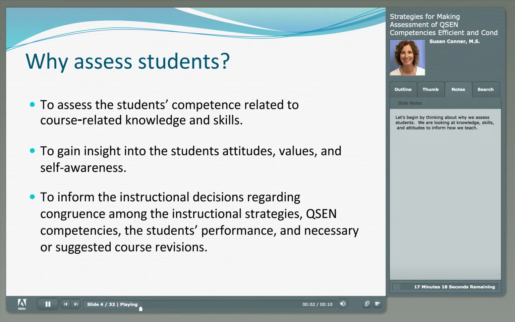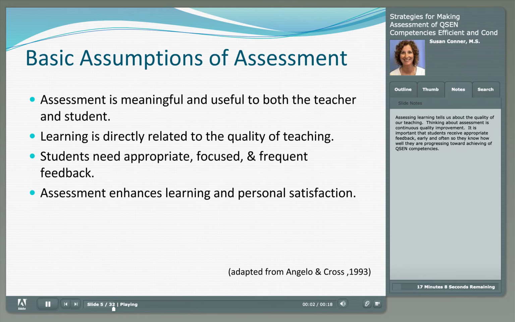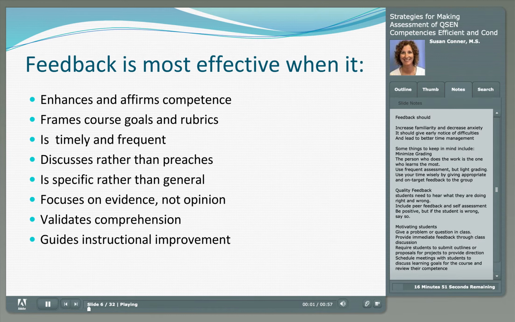Let's begin by thinking about why we assess students. We are looking at knowledge, skills, and attitudes to inform how we teach. Assessing learning tells us about the quality of our teaching. Thinking about assessment is continuous quality improvement. It is important that students receive appropriate feedback, early and often, so they know how well they are progressing toward achieving the QSEN competencies. Feedback should increase familiarity and decrease anxiety. It should give early notice of difficulties and lead to better time management.